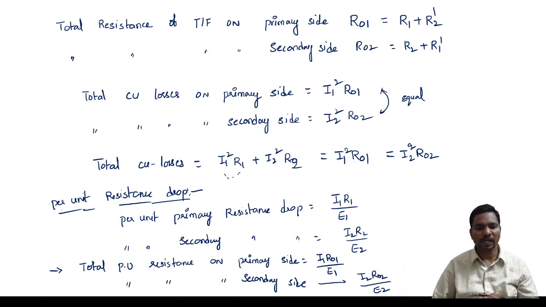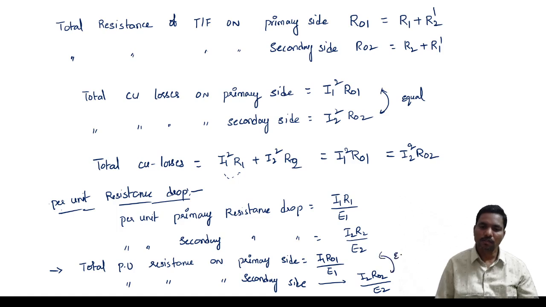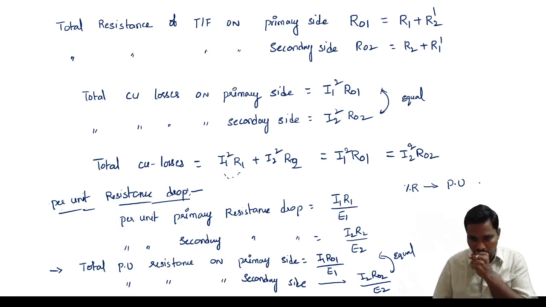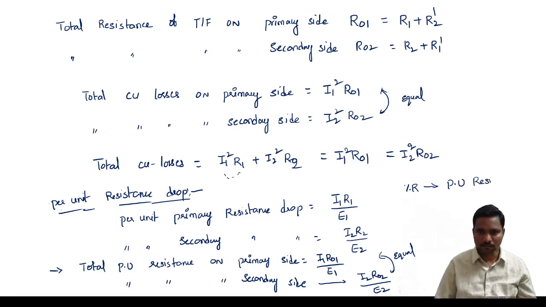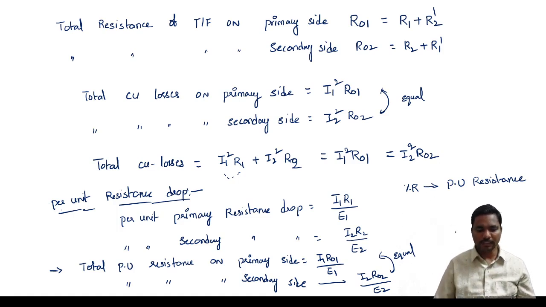From this, we can also say that the per unit resistance drop on primary and secondary is always equal. So per unit resistance drops are equal on both primary and secondary side. We can also consider percentage resistance as per unit resistance.